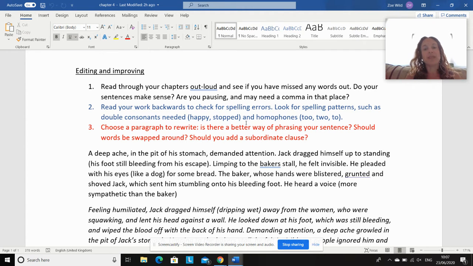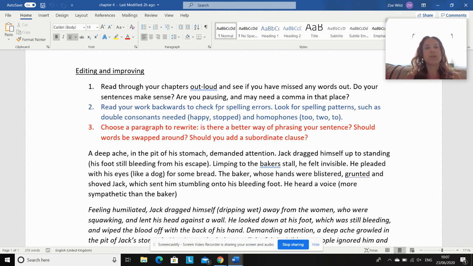And then you need to check your spelling. Now, actually, there's a funny way of doing this that works much better, so you don't automatically try and correct it. If you read it backwards, it works really well. You see each word separately rather than as part of a big sentence, and so you're much more likely to notice your spelling mistakes.